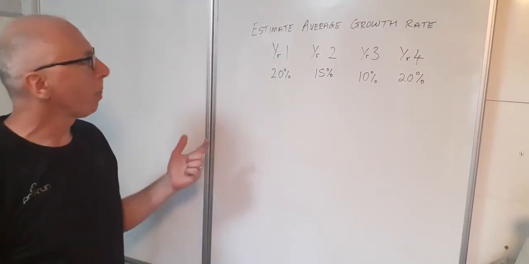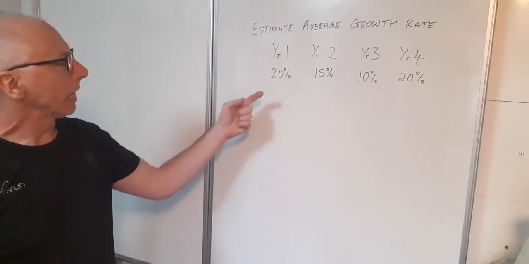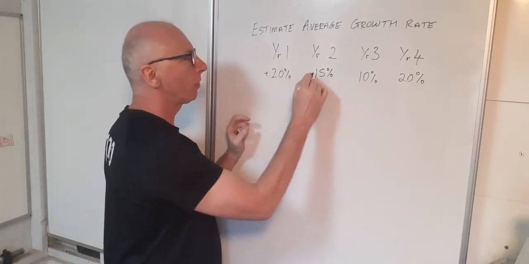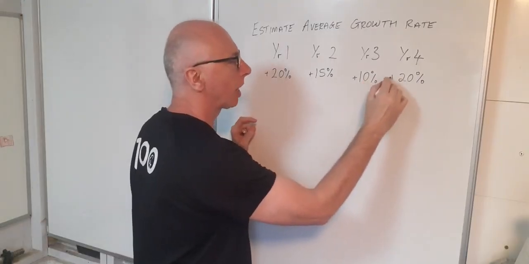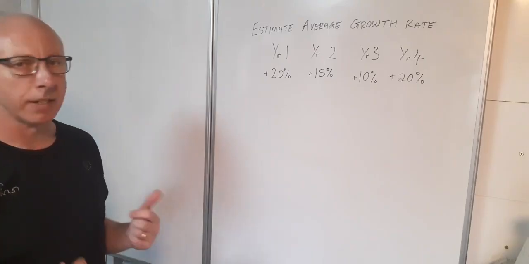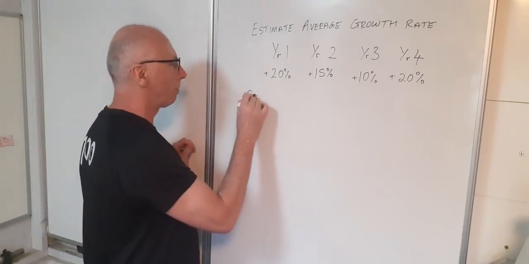So in this question here, we want to estimate the average growth rate over 4 years. Year 1, there was a growth of 20%. Year 2, a growth of 15%. Year 3, a growth of 10%. And Year 4, a growth of 20%. Now the technique for finding the average growth rate is something called the geometric mean.